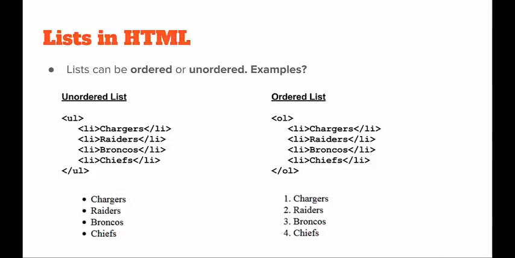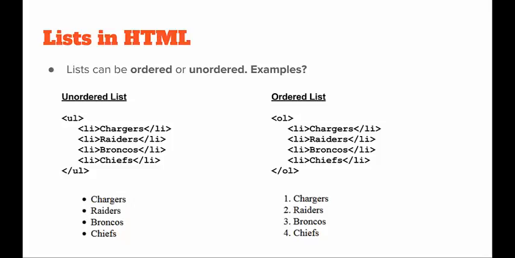Another item you often see on web pages are lists. Now lists can be ordered or unordered. For example, an unordered list, which we see the HTML code for here, is what you might call a bullet list. You see the code starting with the tag UL, and you see the list as it would appear in a web page below it. Notice it's just the words Chargers, Raiders, Broncos, and Chiefs as a bullet list.